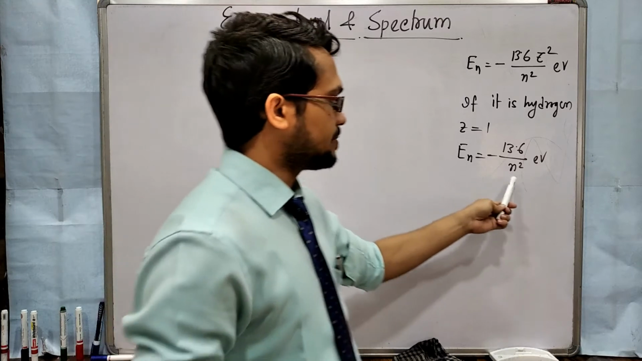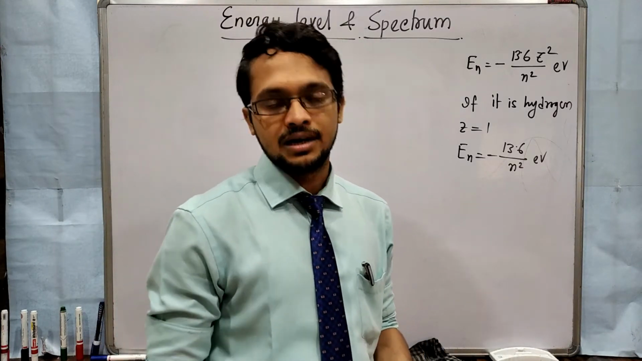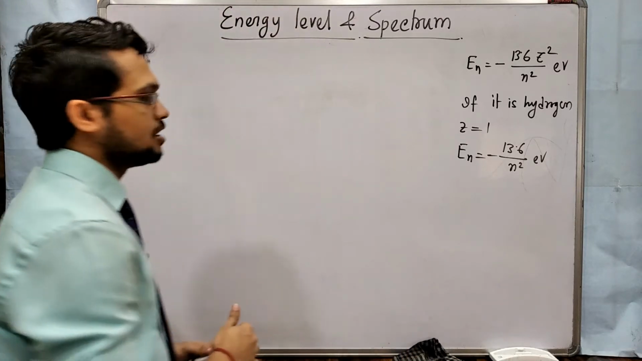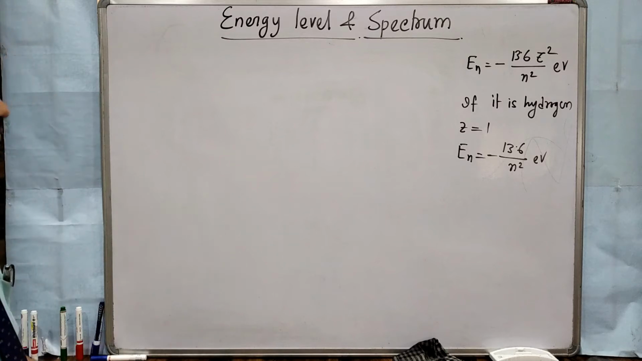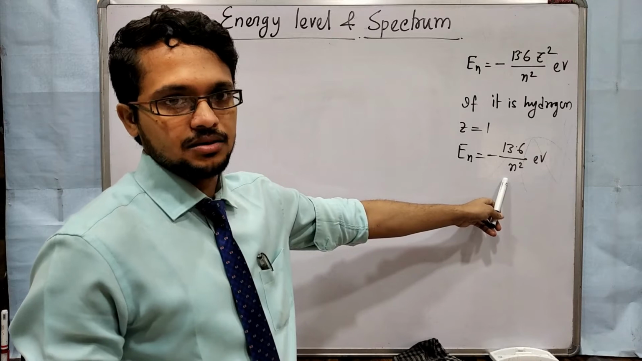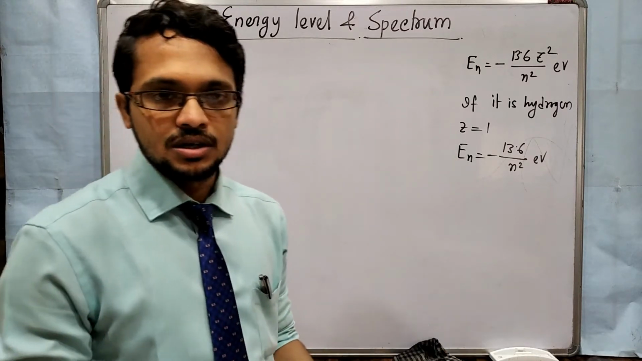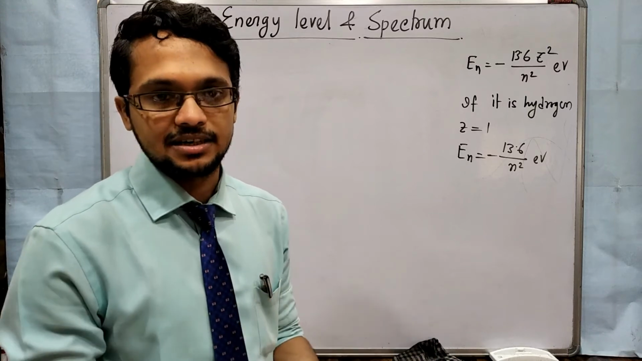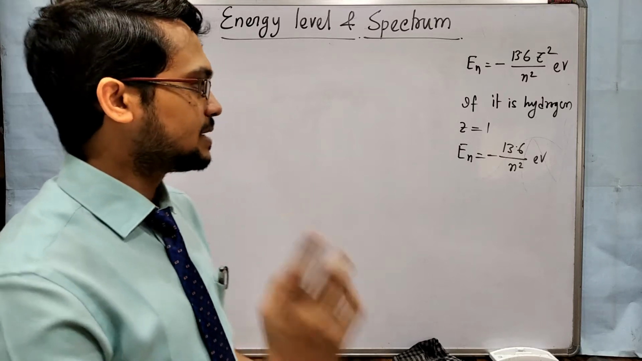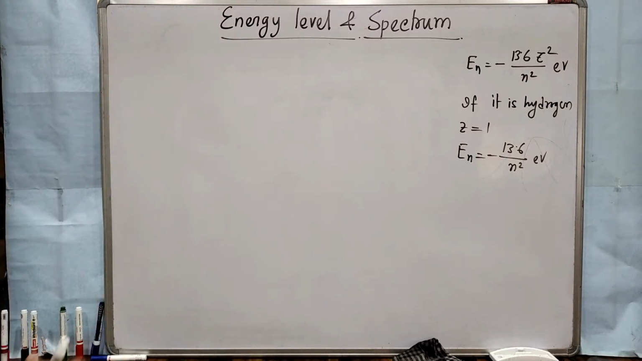For different values of n, the principal quantum number, n starts from 1 and goes up to infinity. There is an infinite number of energy levels in any atom. For different values of n we will get different values of energy. That means in a particular stationary orbit, electrons will have a particular amount of energy. Here first I am drawing the energy levels.